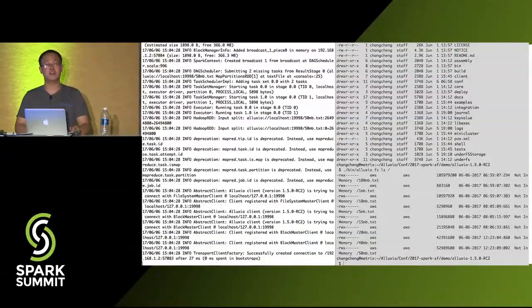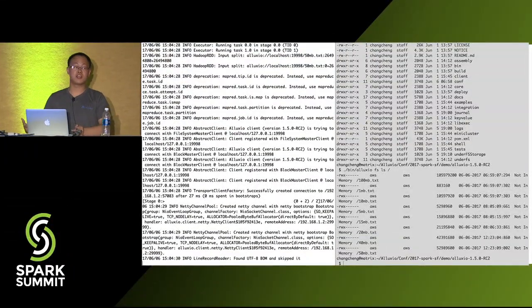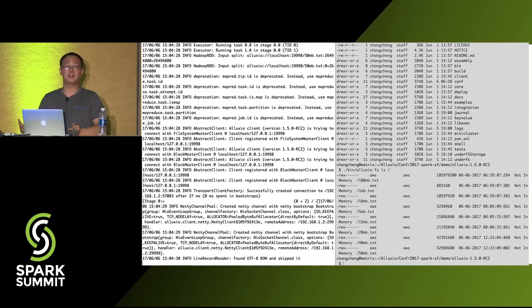Since the data is not in Alluxio now, the first stage of the job is to fetch the data from the remote S3 bucket. Depending on the network condition, it may take a lot of time. But in this case, it should just take about 30 seconds, I think.